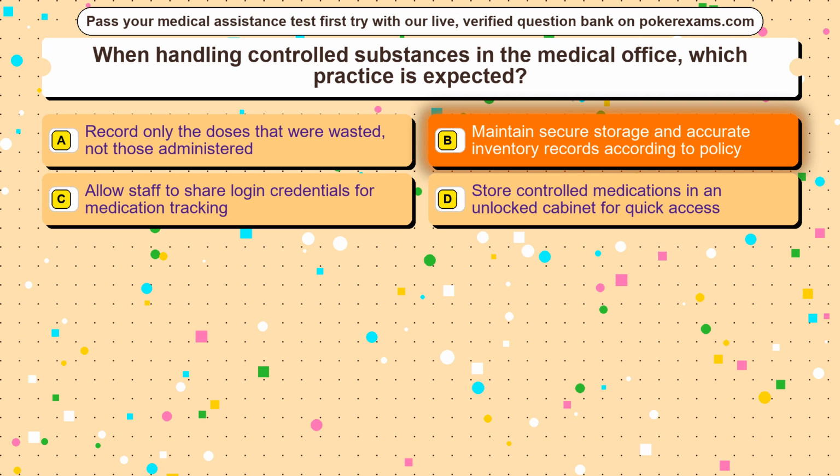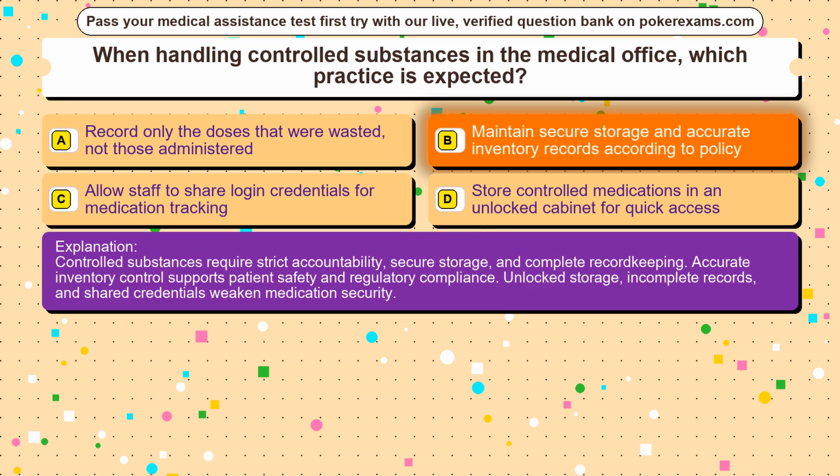The correct answer is option B, maintain secure storage and accurate inventory records according to policy. Controlled substances require strict accountability, secure storage, and complete record keeping. Accurate inventory control supports patient safety and regulatory compliance. Unlocked storage, incomplete records, and shared credentials weaken medication security.